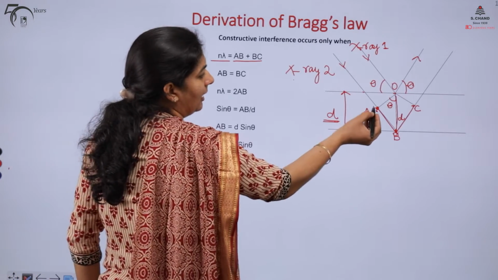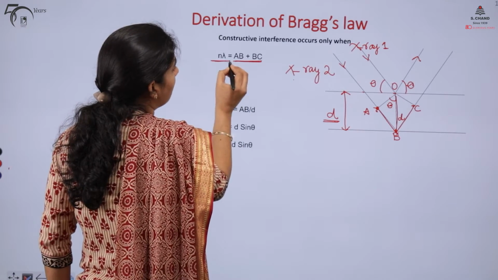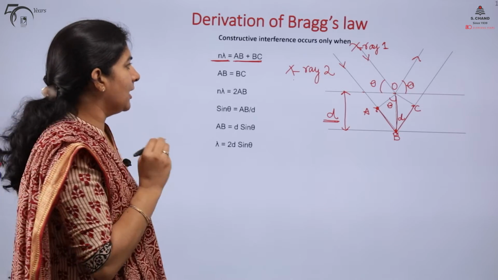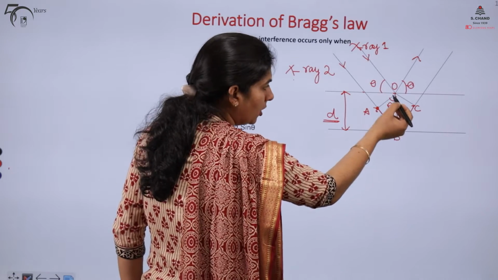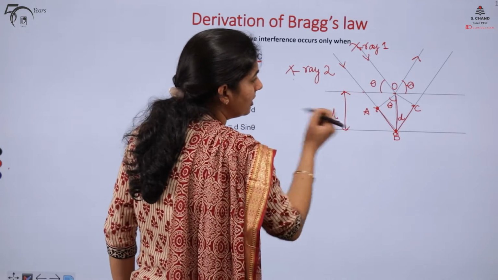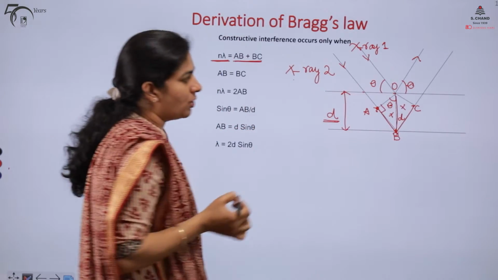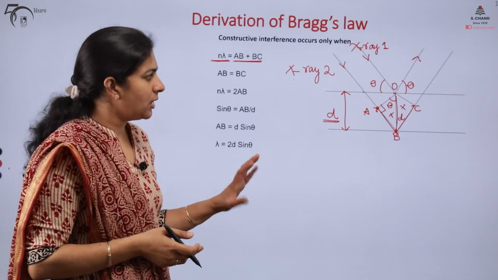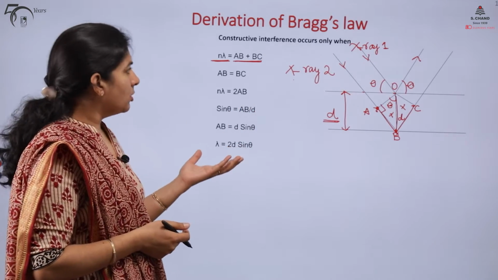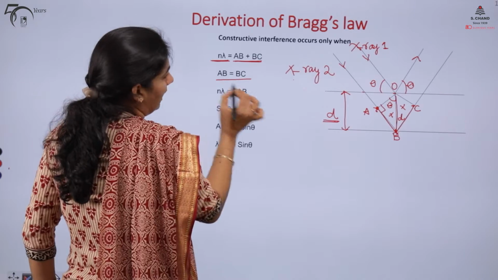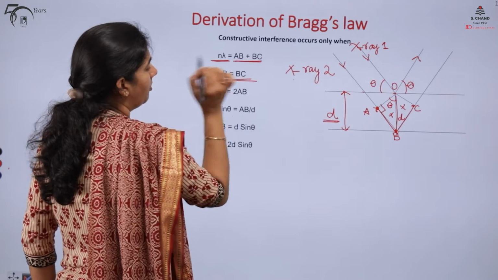The condition is that the path length which it covers should be an integral multiple of the wavelength of the X-rays, right? Now we can easily see over here that this distance is d, this angle is theta, and this is your right angle. Now this triangle and this triangle, applying the rules of geometry, are congruent triangles. The parts of congruent triangles are similar, so we can say that distance AB is equal to BC, congruent parts of congruent triangles, simple theorem.